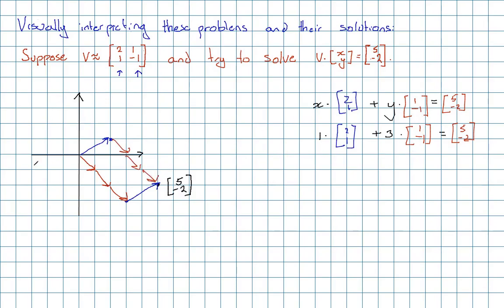Okay, so that is actually what we're doing: we're trying to find some combination of these two column vectors, x times the first one and y times the second one, that gets us to this vector here. So that's actually what our problem looks like.